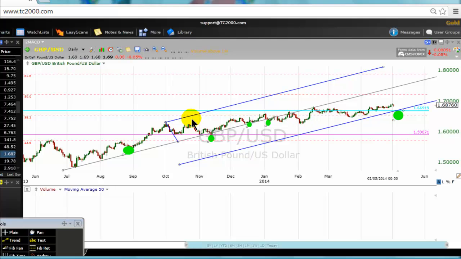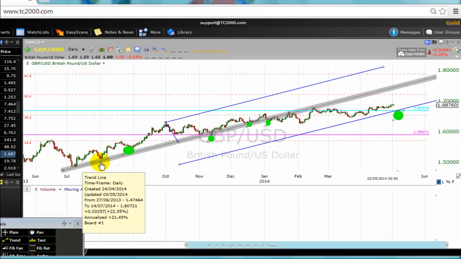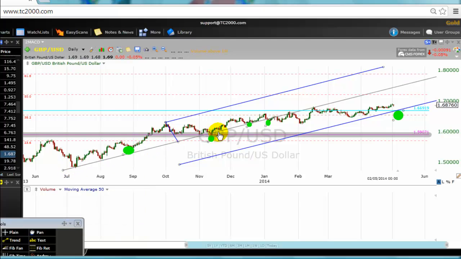But you can see that I've drawn another bigger channel. Pay attention to the blue channel. The gray line is the median line of my blue channel. How do I draw my channel? With this point and this point, I have 2 points here which allow me to draw my gray trend line. I just need 1 point on the top because the price is rising. I need 1 point on the top.